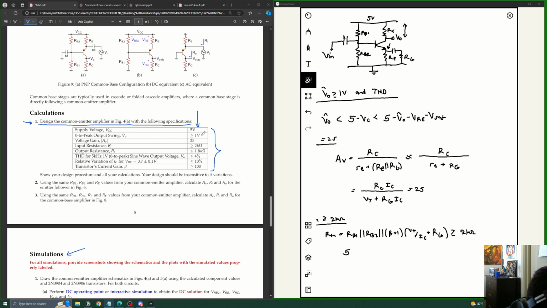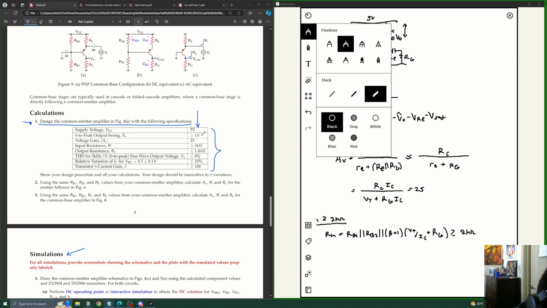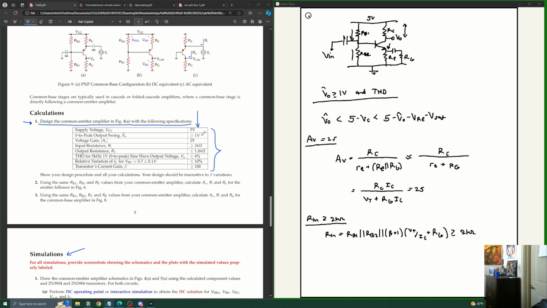Now we're going to take a look at the current, right? The beta current. So the current that goes through these resistors, just like last lab, needs to be at least 10 times bigger than the actual base current itself. So I'm going to write out that relationship: 5 divided by RB1 plus RB2 has to be greater than 10 times whatever the base current is. Right? And because we assumed that the beta is the lowest, it's going to be no more than 100, right? This transforms this relationship into 50 divided by RC has to be greater than RB1 plus RB2, right?